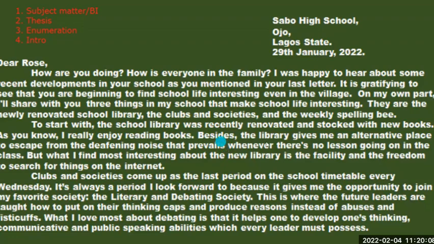Let's continue. Besides, the library gives me an alternative place to escape from the deafening noise that prevails whenever there's no lesson going on in the class. Okay? You have given another reason why it gives you great pleasure to use the library. But what I find most interesting about the new library is the facility and the freedom to search for things on the internet.